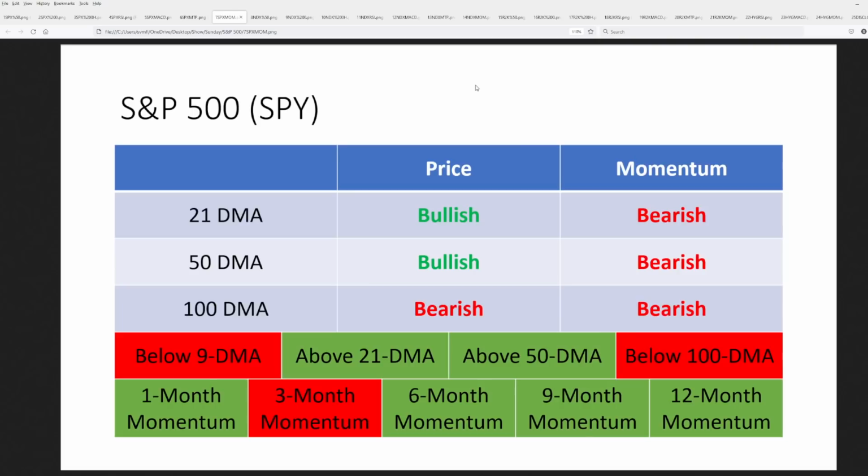Let's take a look at the longer-term indicators. And we see the S&P 500 now slipping below its 9-day moving average. Not really a big deal. It's been rejected at the 100-day. We'll look at that. We now see the price on the 100-day moving average turning bearish. Momentum across all the moving averages is starting to slow down and head lower.